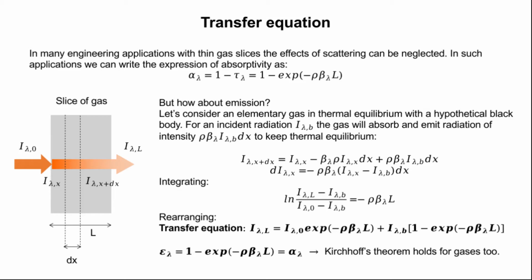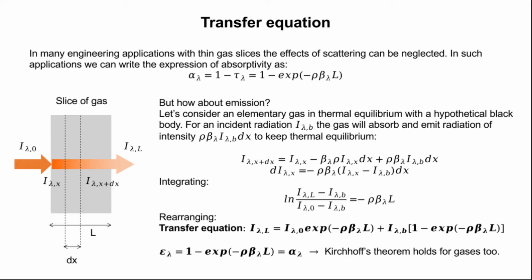In many engineering applications with thin gas slices, the effects of scattering can be neglected. In such applications we can write the expression of absorptivity as alpha lambda equal to 1 minus tau lambda, which is equal to 1 minus the exponential of minus rho beta lambda L.